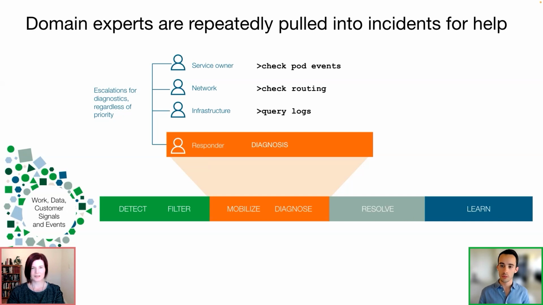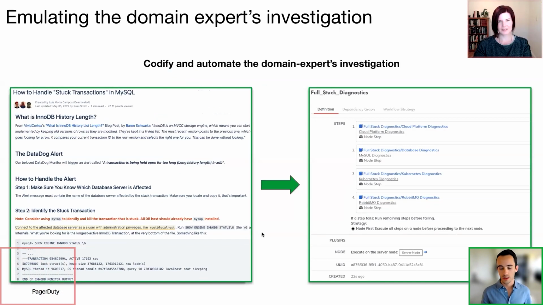And what each of those people tend to do are these technical tasks associated with their particular domain expertise. So a service owner, maybe very well-versed in Kubernetes, will check pod events. A network engineer is going to check routing, and an infrastructure engineer is going to check logs and the platform layer, and so on and so forth. And so this is all alluding to what is automated diagnostics. What I wanted to do was just provide a visual of what we are talking about here in terms of automating diagnostics.